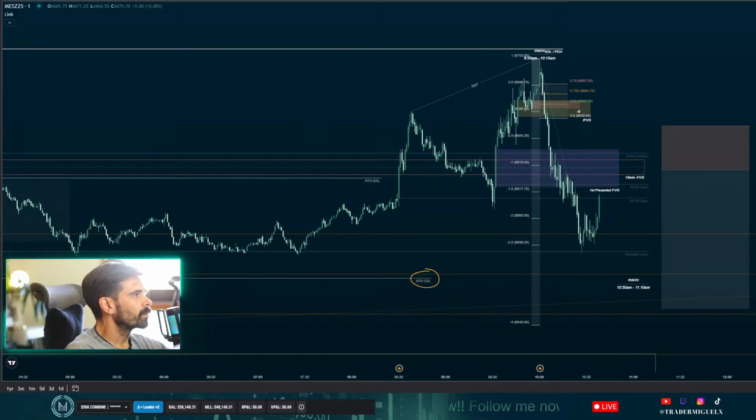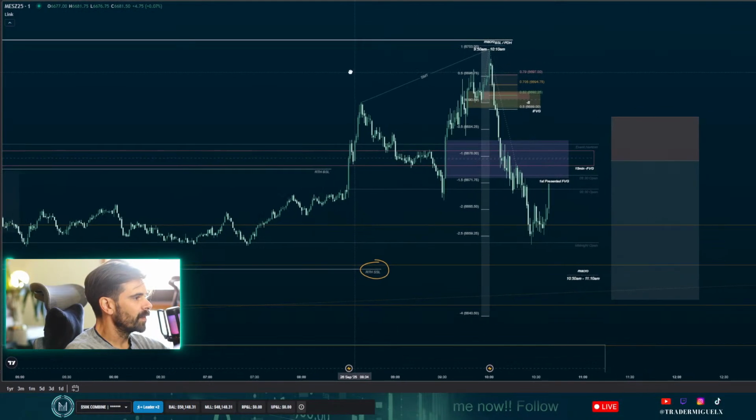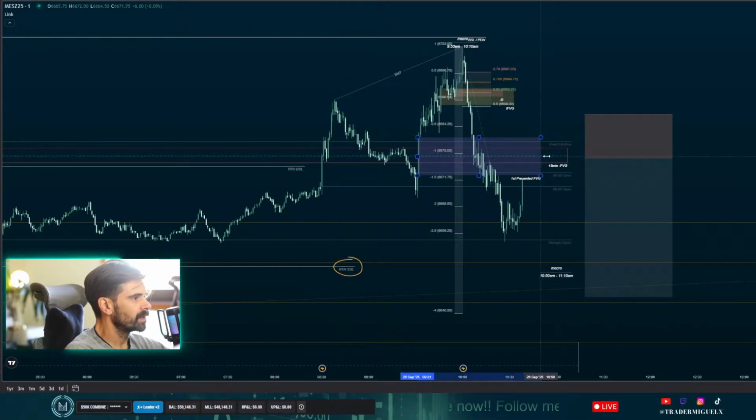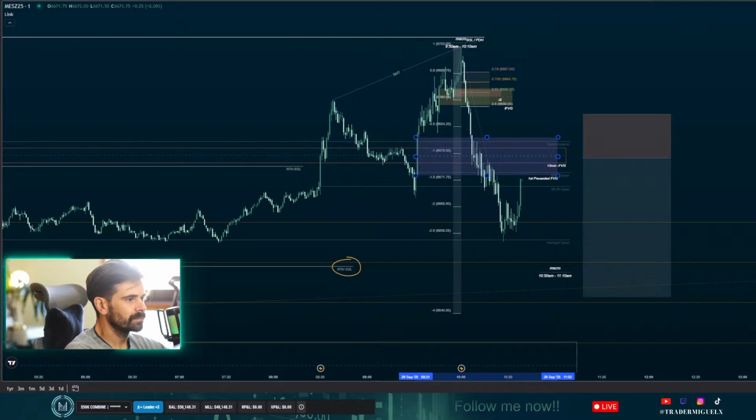There we go. Price is retracing. I'm glad I stayed out of the way of price. Back to the first presented fair value gap. Selling inside -2 standard deviation is usually not a good idea, honestly. Usually it tends to make some things like this.